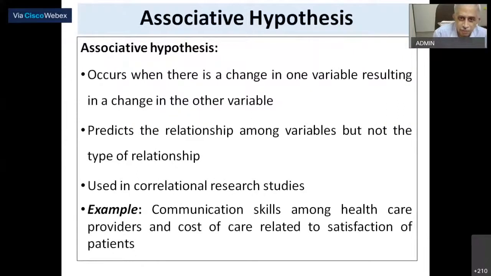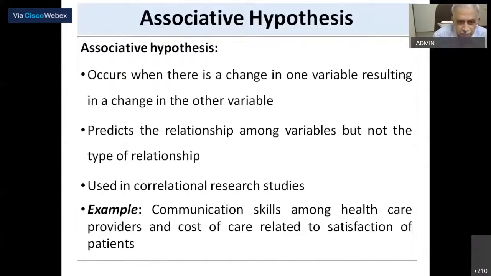An associative hypothesis occurs when a change in one variable results in a change in the other variable. So here, you predict the relationship between the variables. And also you can say what relation you are expecting. Basically, a hypothesis is your way of thinking. So it may be correct, it may not be correct.